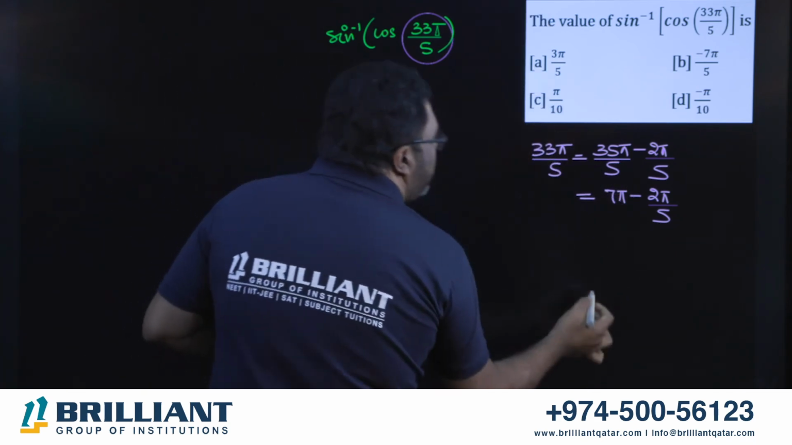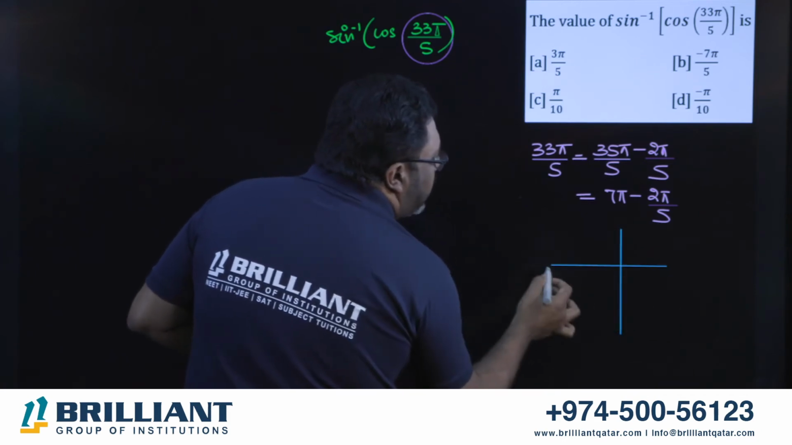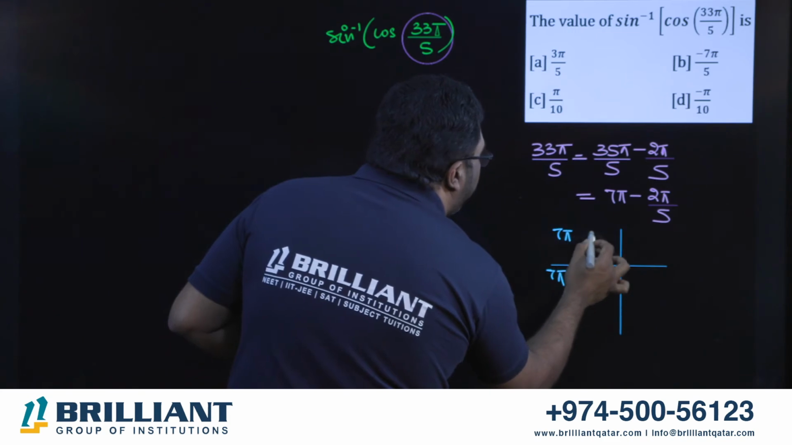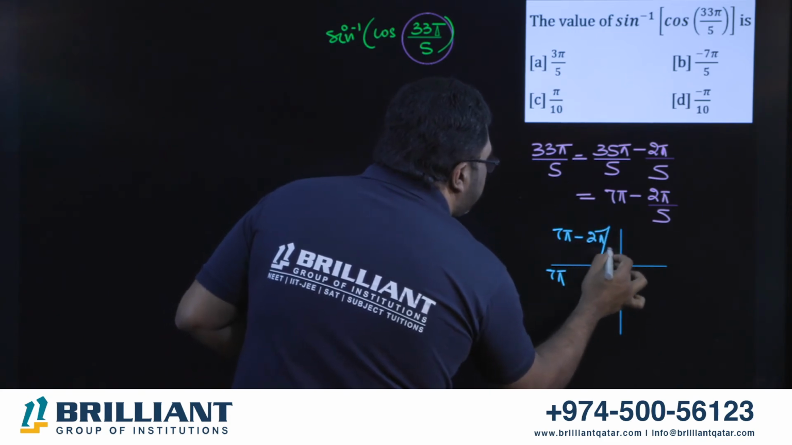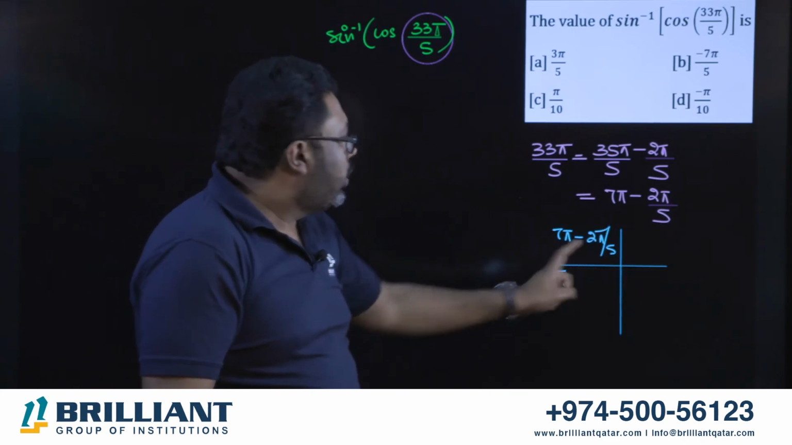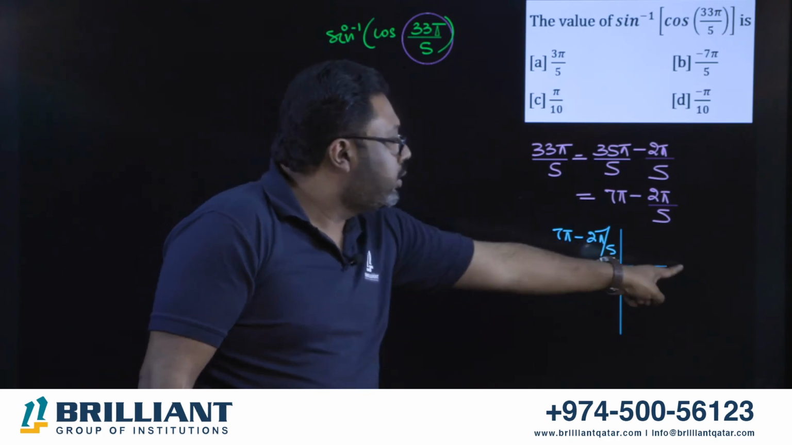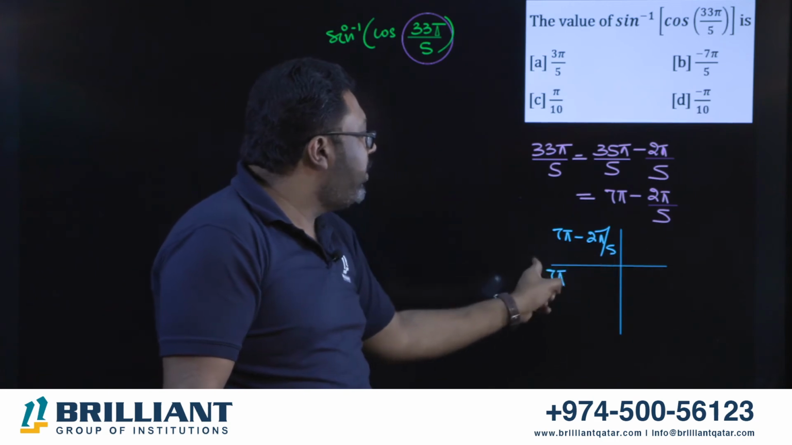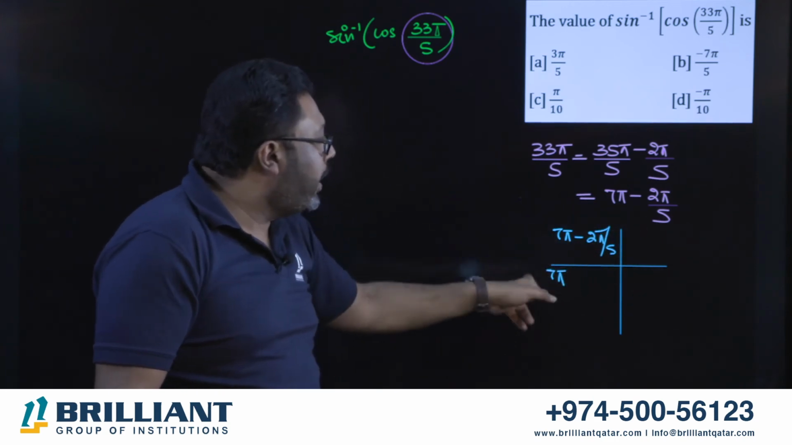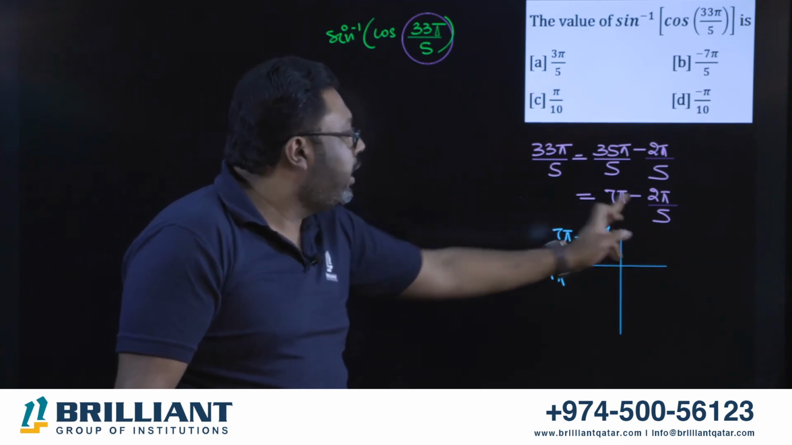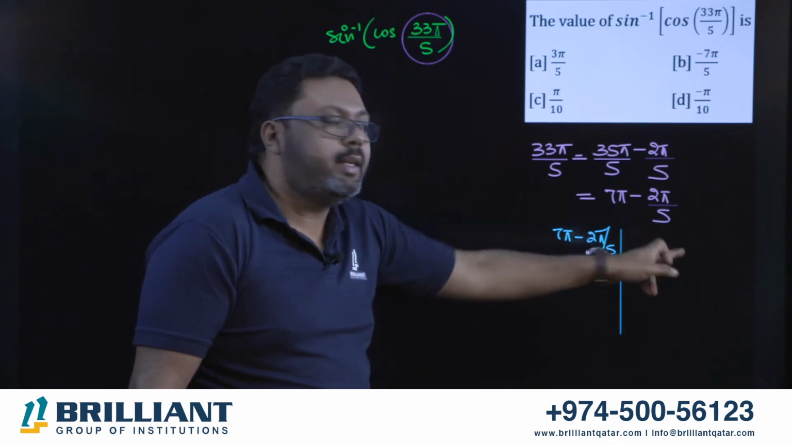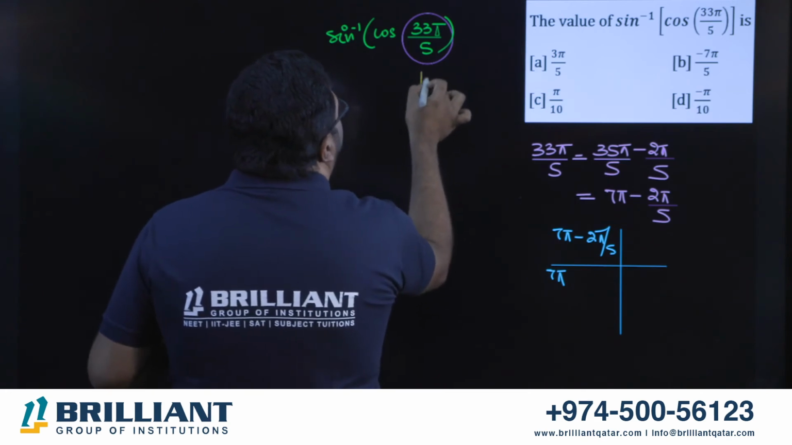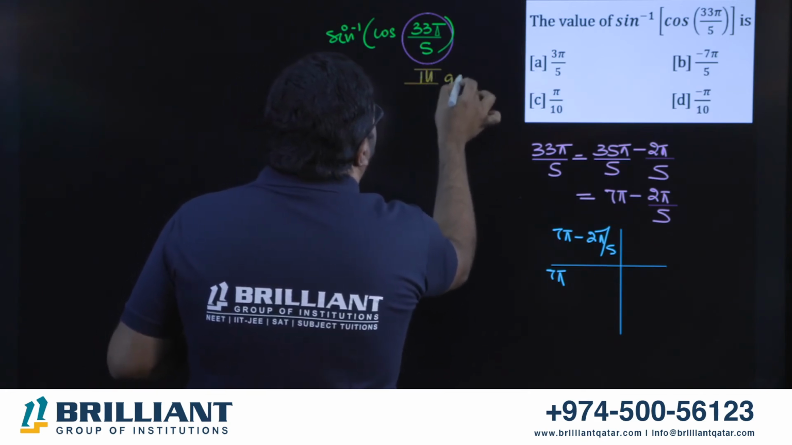7 pi minus 2 pi by 5. Where is 7 pi? 7 pi is over here. So 7 pi minus 2 pi by 5 is over here. You can see 0, pi, 2 pi, 3 pi, 4 pi, 5 pi, 6 pi, 7 pi. Odd pi's will be on the left side, even pi's will be on the right side. So this is in the third quadrant.